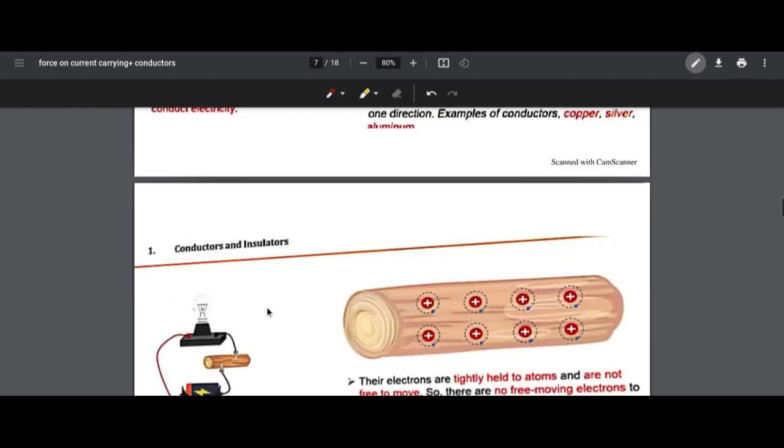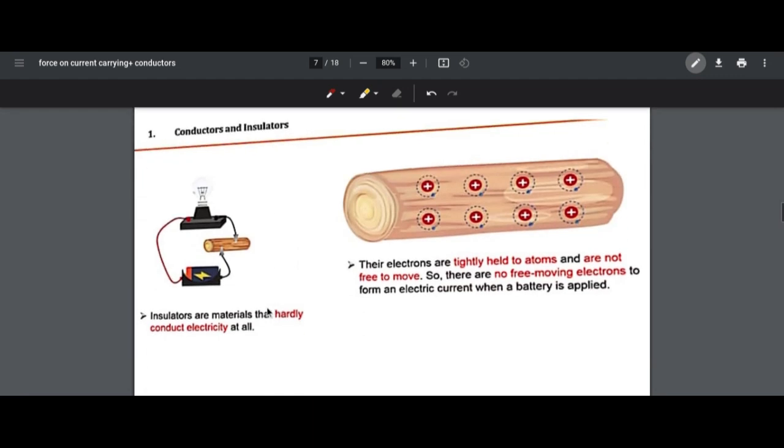Okay? So insulators are materials that hardly conduct electricity at all, because in insulators all the particles are tightly packed together. In the conductors all the particles have a larger distance between them. So their electrons are tightly held to the atom and are not free to move. So there are no free moving electrons to form an electric current when the battery is applied. So for the transfer of current, there should be free moving electrons.